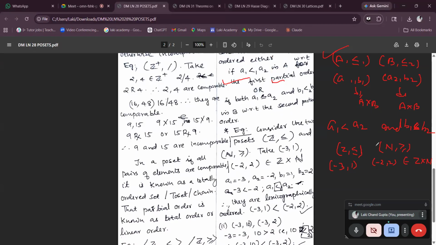No, no. First set represents what? First is an integer, so it can be negative or positive. The second pair is what? A natural number. This is always a natural number. Okay.